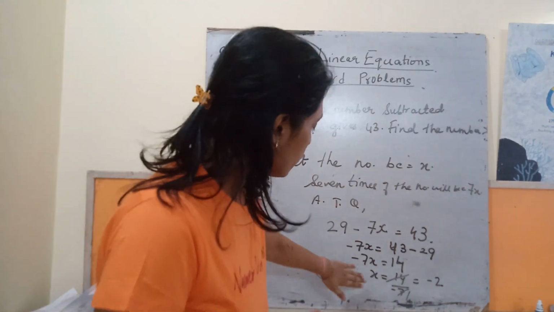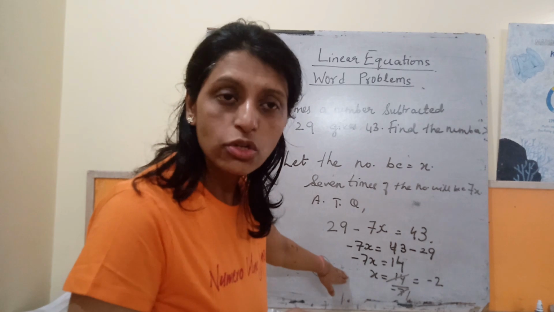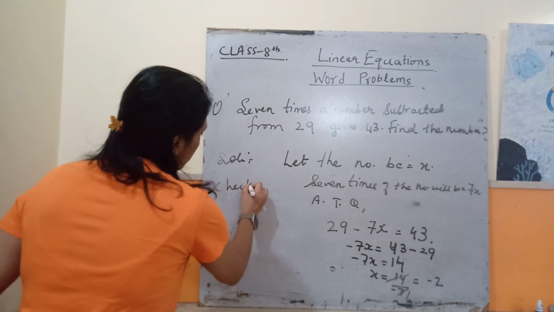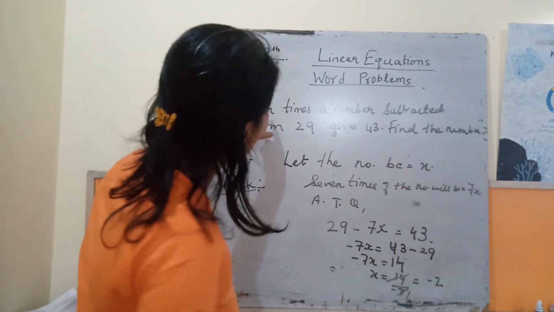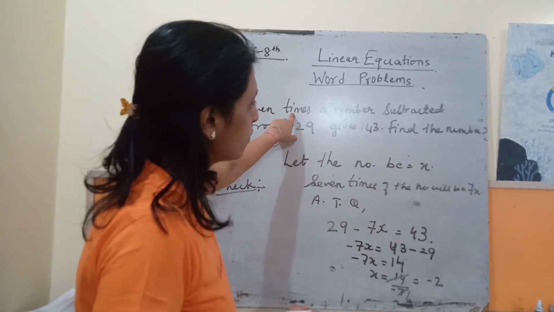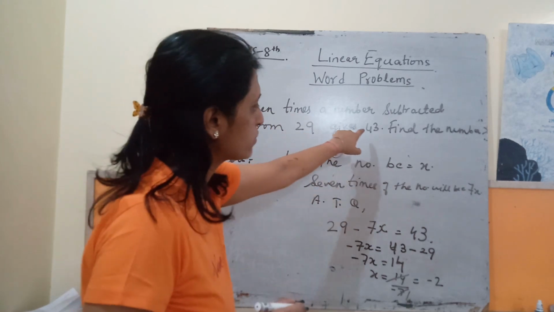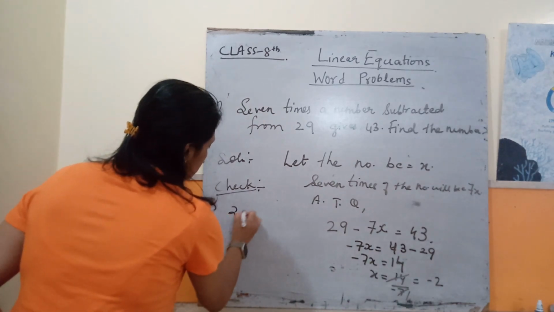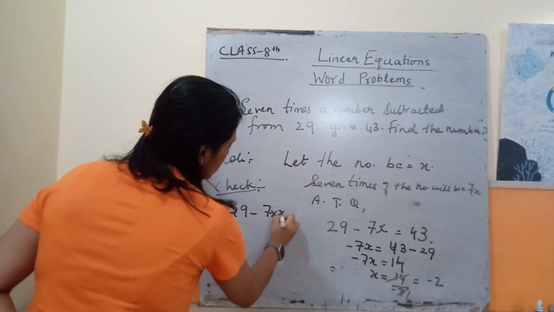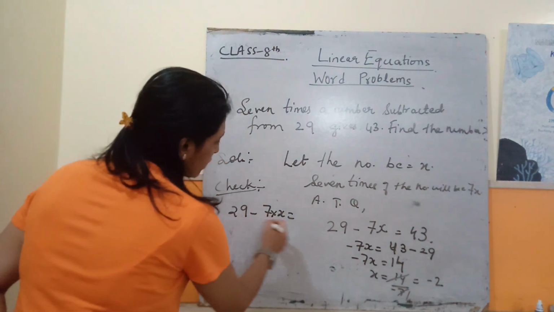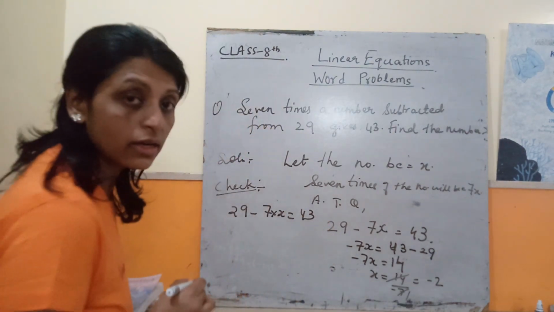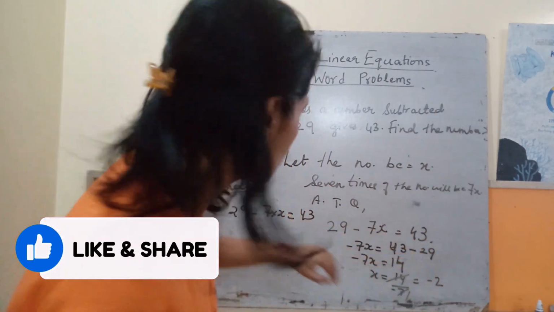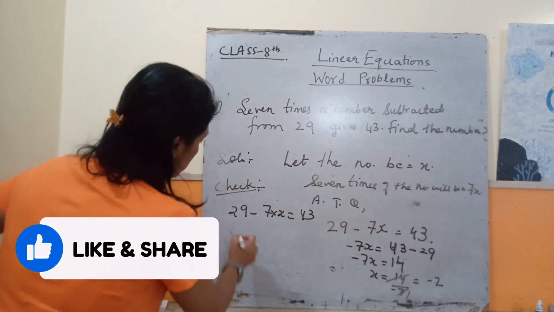Now we can check also whether the result is correct or not. Okay, so how we can check it? See, it is given that 7 times of the number, when subtracted from 29, gives 43 as the result. Let's see whether by putting x equal to minus 2, we get 43 as the result or not.